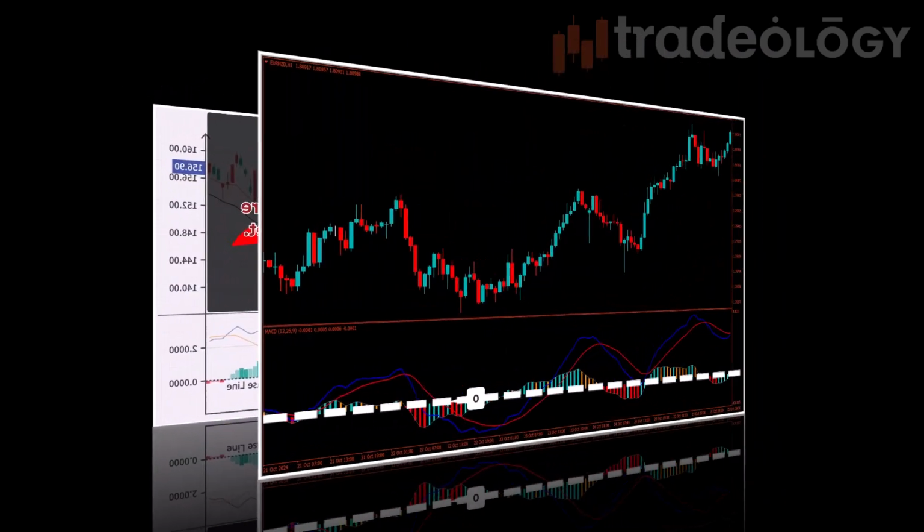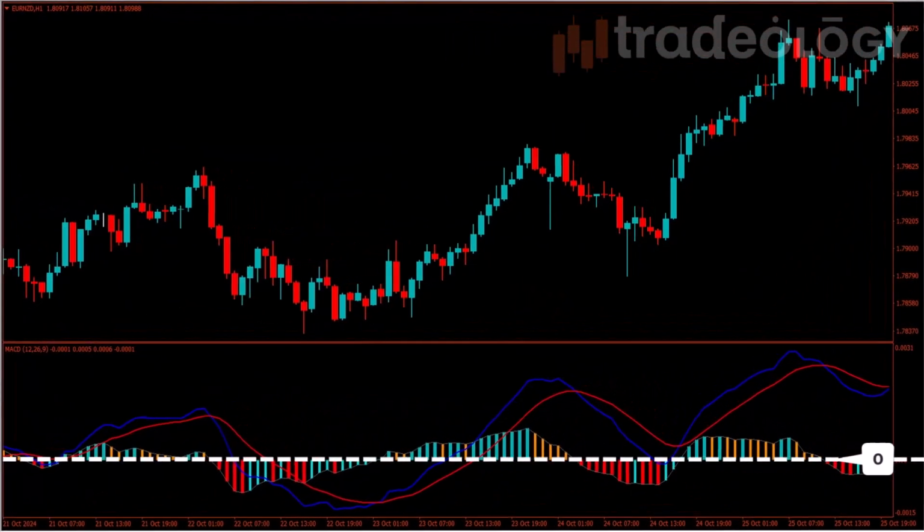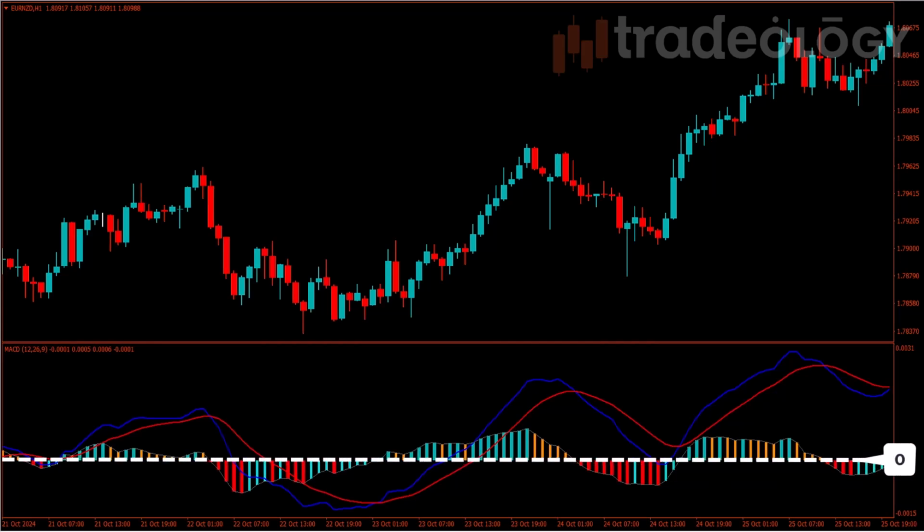Alright guys, it's time to talk about the zero line. And trust me, this little line is way more powerful than most traders realize. You'll spot it right in the middle of the MACD.